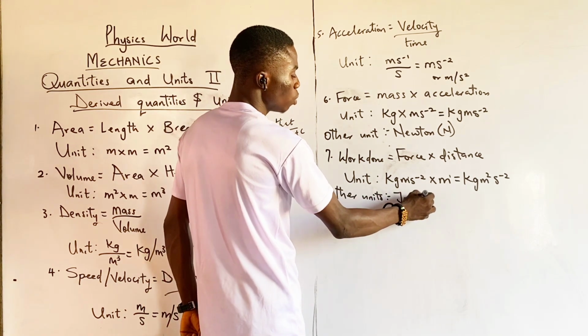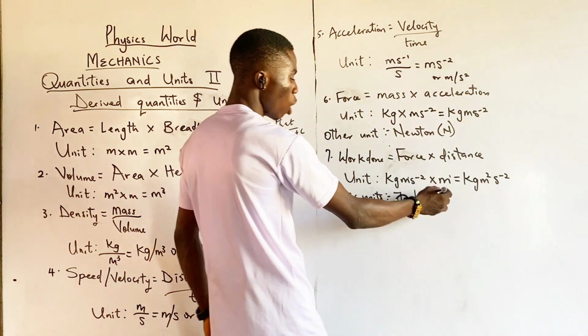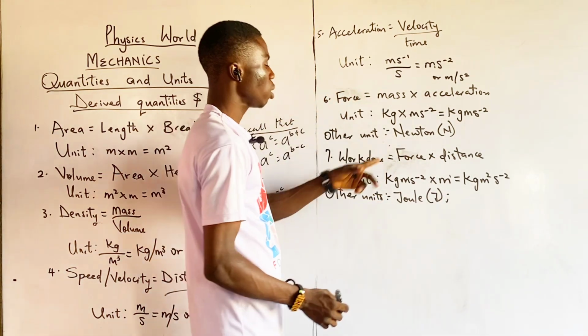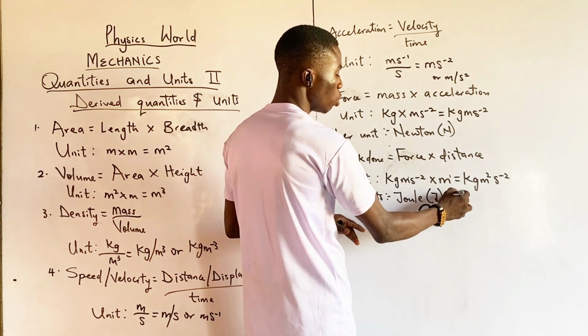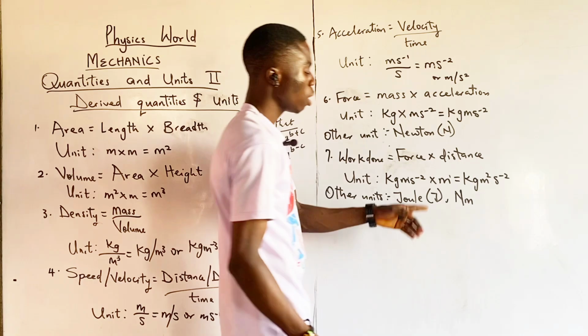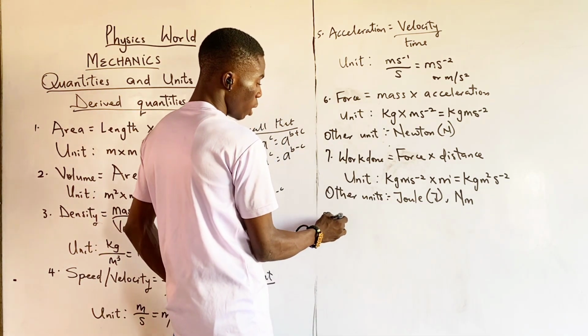And other units of this also. The person who found work done is Joule, so you can term this as Joule. And it can also be defined in terms of Newton. Force is Newton and distance is meter, so it can also be Newton meter. That's another unit for it. So, number 8.